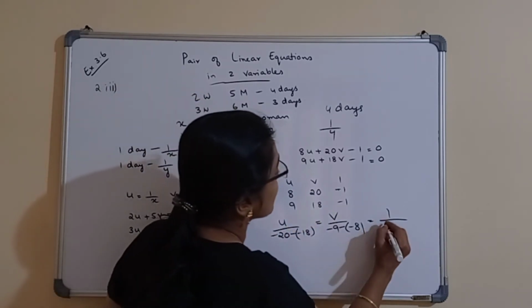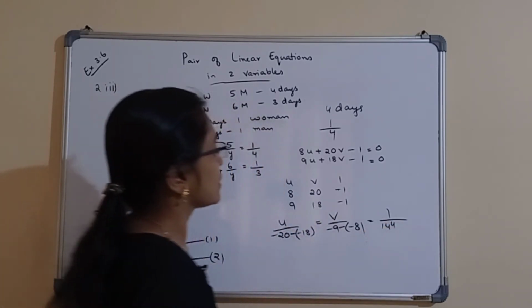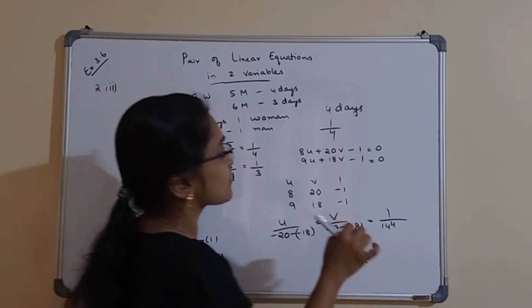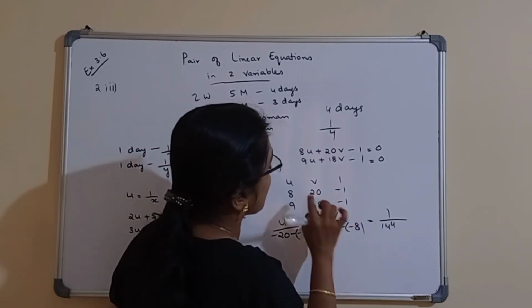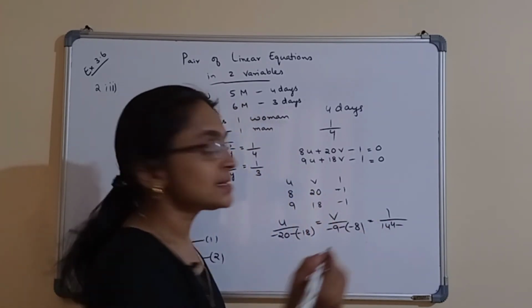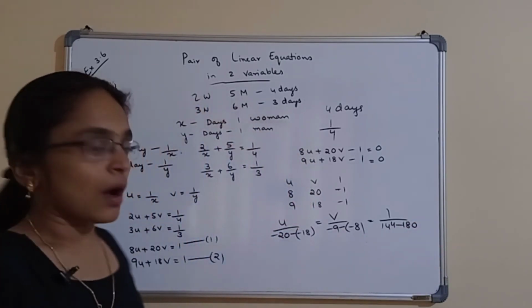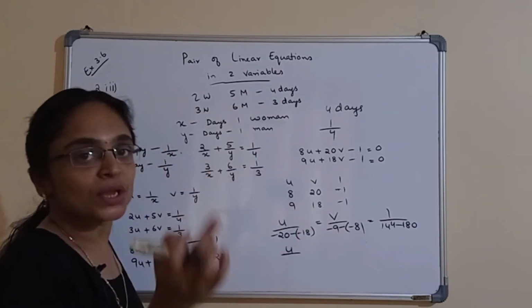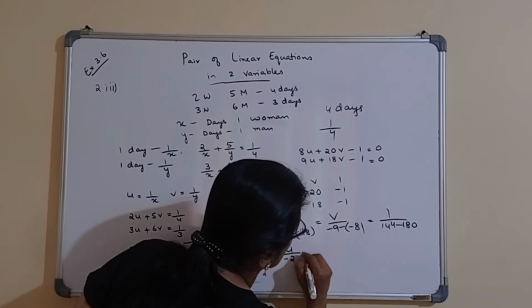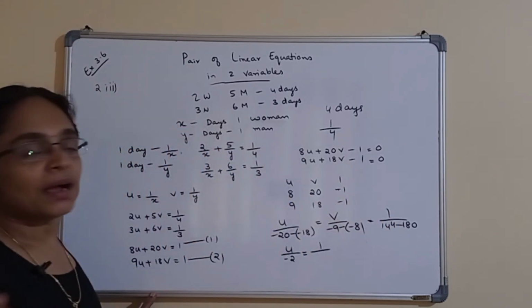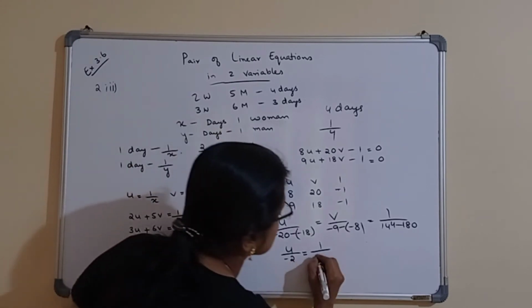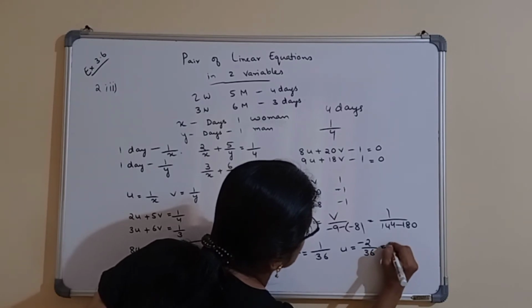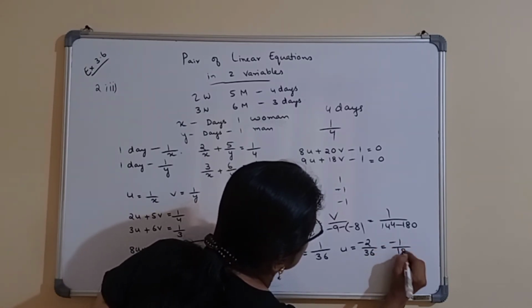8 into 18 is 144, right? This is 8 into 8, 64. 6 carry 6 plus 8 is 14. So 144. Then minus 20 into 9 is 180. Now we have u by minus 20 plus 18. This is minus 20 plus 18, which is minus 2. U by minus 2 is equal to 1 by 144 minus 180 is 36, which means u is equal to minus 2 by 36, and that is equal to minus 1 by 18.